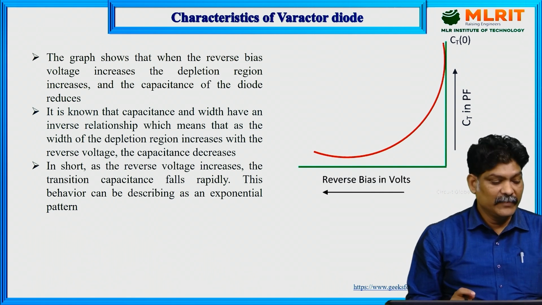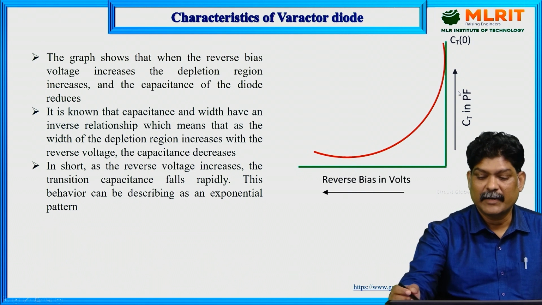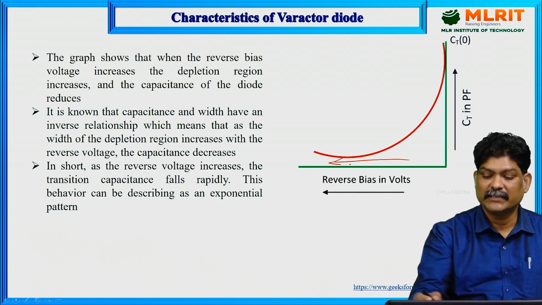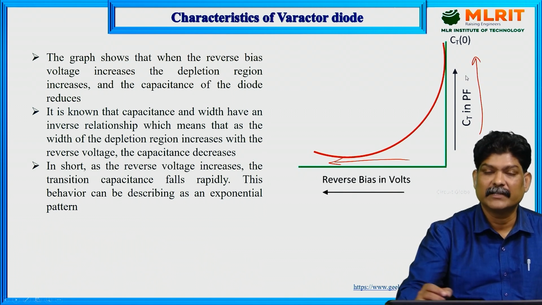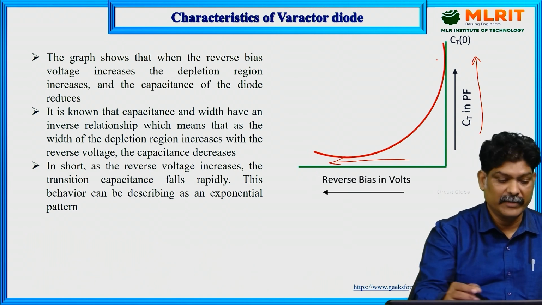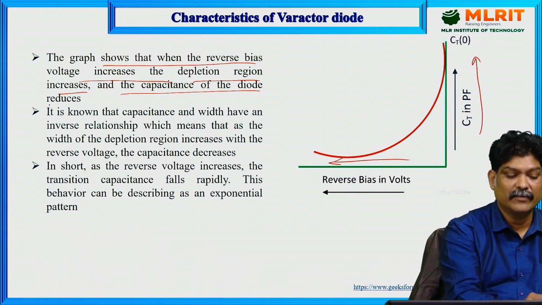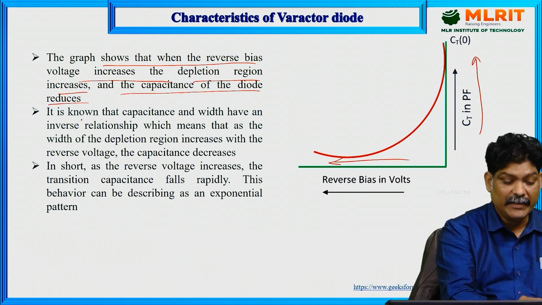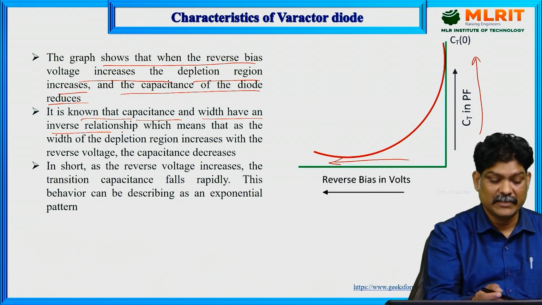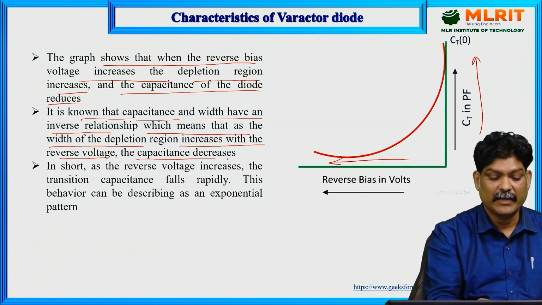Now let us see the characteristics of the tuning Varactor diode. On the left side you can observe that as the reverse bias voltage increases, the transition capacitance CT changes correspondingly. The graph shows that as reverse bias voltage increases, the depletion region increases, and the capacitance of the diode reduces. Capacitance and width have an inverse relationship, as we have discussed, which means that as the width of the depletion region increases with the reverse voltage, the capacitance decreases.